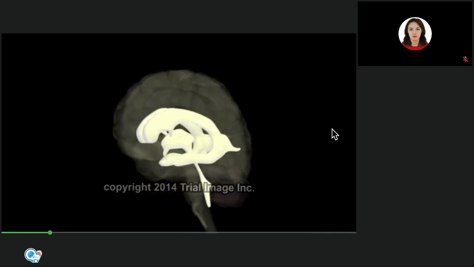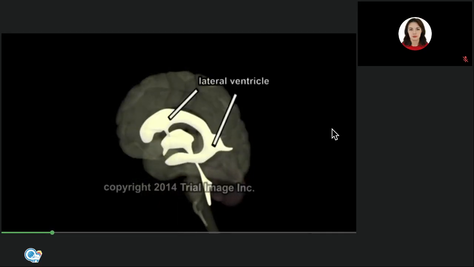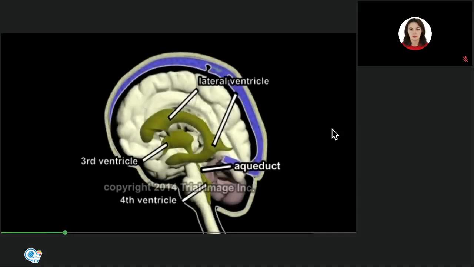Rotating to a side view looking from the left, we see the lateral ventricle connected to the third and fourth ventricle. The third and fourth ventricles are connected by a narrow passageway known as the aqueduct. Obstruction to flow of CSF within the aqueduct is one of the most common causes of hydrocephalus.